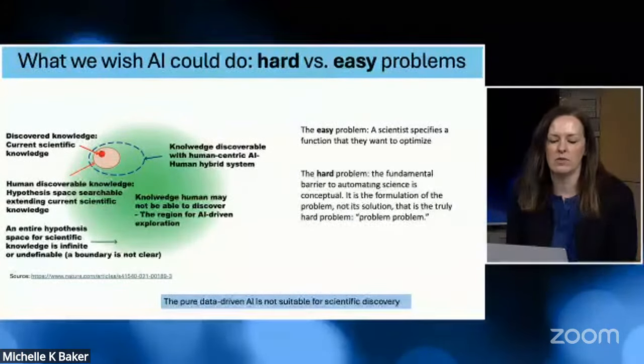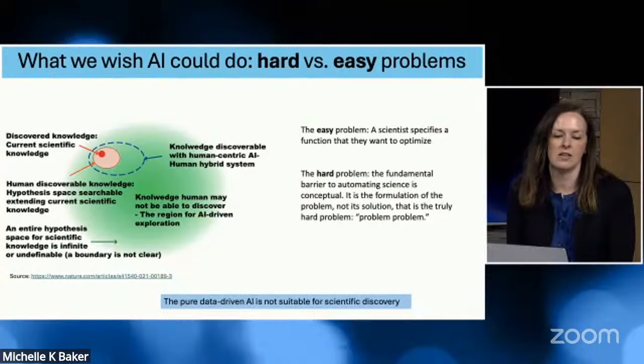So what we wish AI could do: there are hard and easy problems. The easy problem, which is what we're dealing with mostly now, is where a scientist specifies a function that they want to optimize. We have data and we have a solid problem. That is where generative AI is really good at doing what it does. Hard problems are things like this: the fundamental barrier to automating science is conceptual. It's the formulation of the problem, not its solution. So that's truly the hard problem.